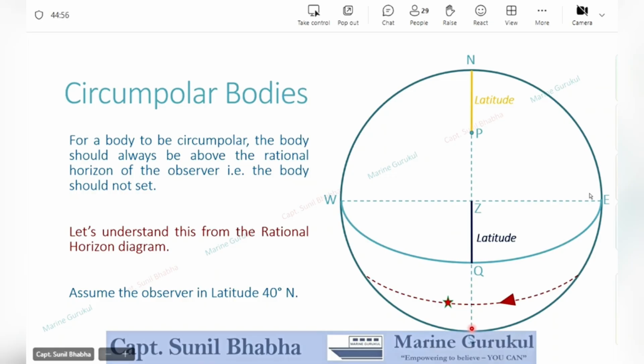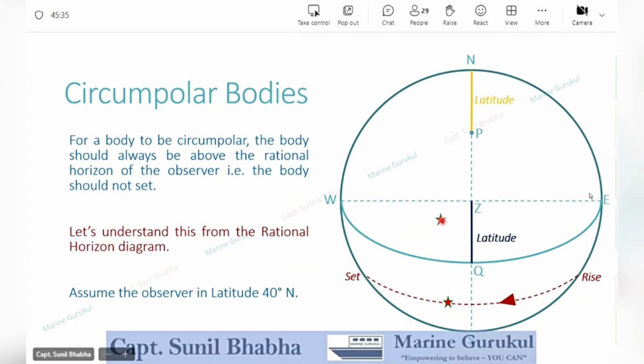Now let's assume a second celestial body with its declination of the same name as latitude of the observer and see whether it becomes circumpolar or not. So you can see in the diagram, this is the rising point of the body. A body moves in this particular direction represented by the arrow and then eventually sets at this particular point. Now let's assume a second body here. Now this star is north of the equinoctial, and the declination of the star is of the same name as the latitude of the observer.